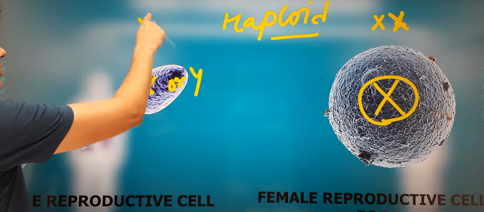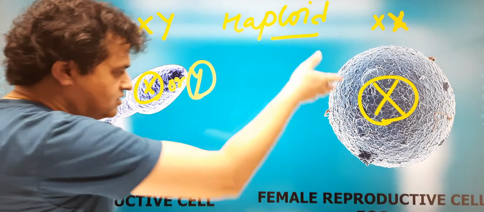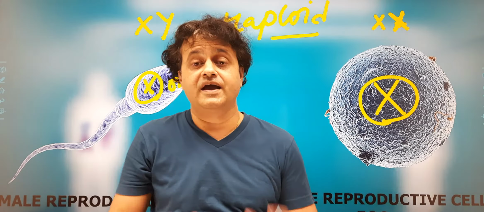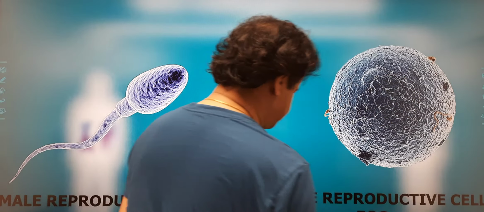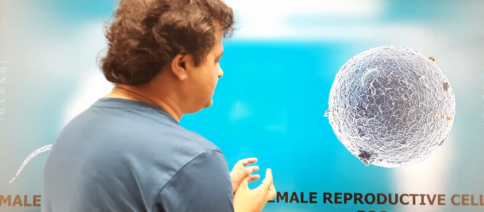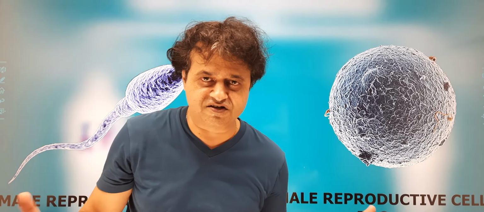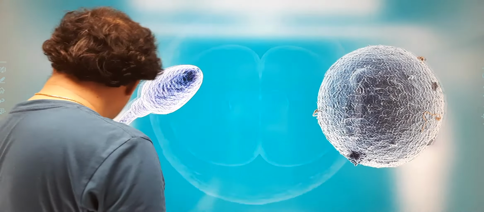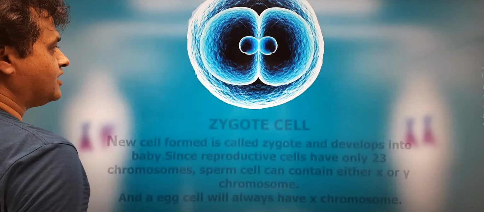But here the combination was X and Y, so X can also go in a sperm or Y can also go in a sperm. ये X और Y at the time of fertilization will combine with each other and will form zygote. So fusion of gametes is what we call fertilization. जब fusion of gametes होती है तो ये आपस में मिलते हैं और क्या बनता है, zygote बनता है.